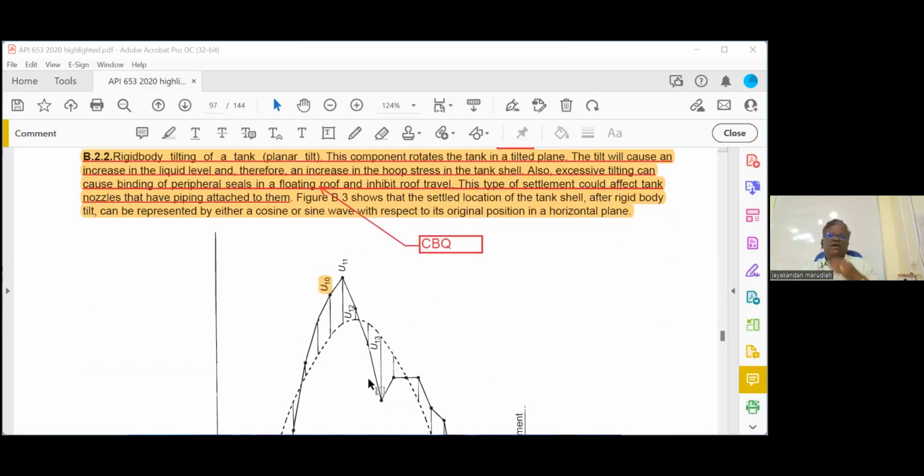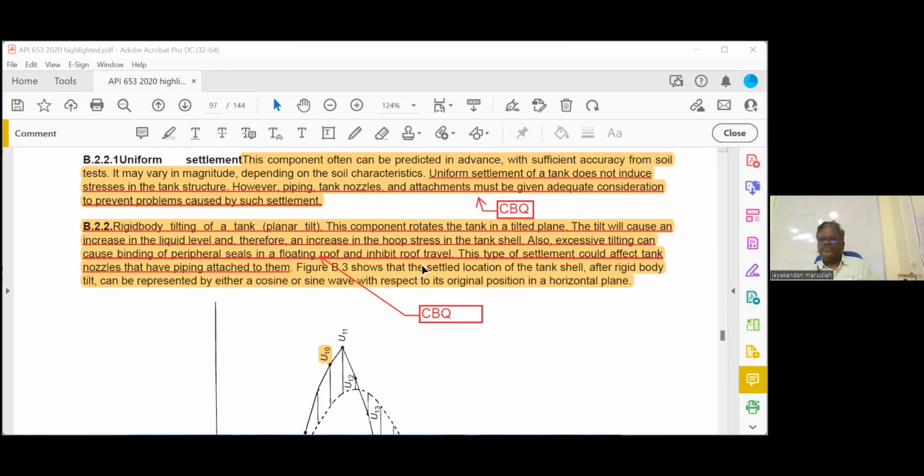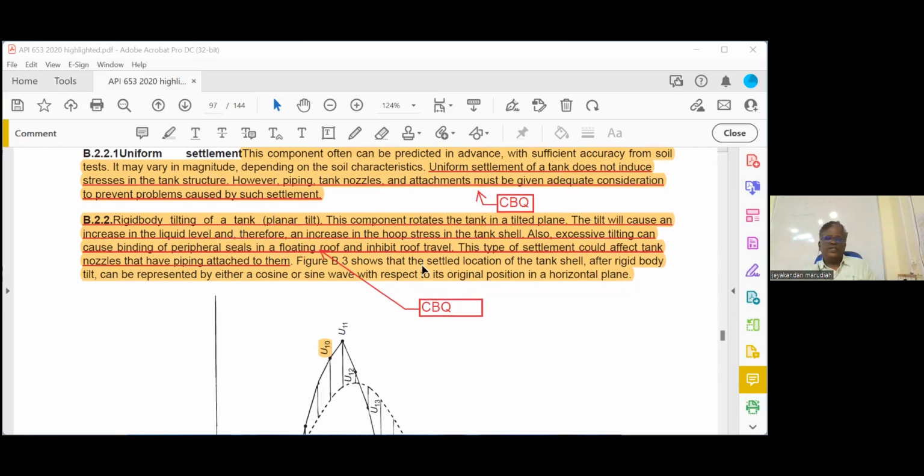The component rotates the tank in a tilted plane. The tilt will cause an increase in the liquid level and therefore an increase in the hoop stresses in the tank shell. Also, excessive tilting can cause binding in the peripheral seals of a floating roof and inhibit the roof travel. This type of settlement could affect the tank nozzles and attached piping. So it will inhibit the roof travel, so the floating roof will be stuck. That is a closed book question. So that is the rigid body tilting of the tank.